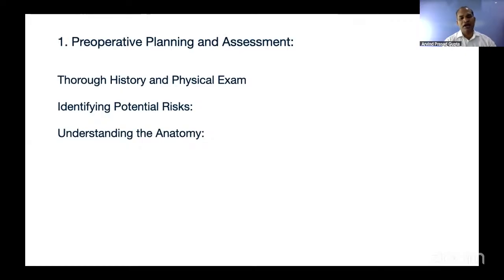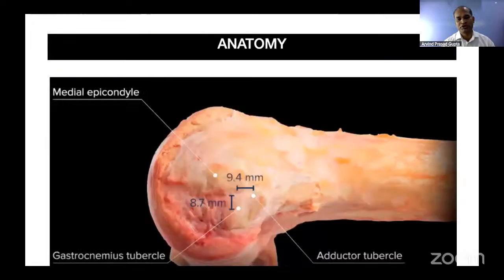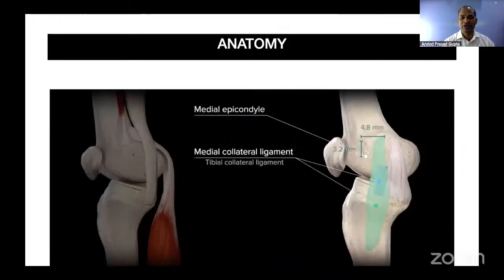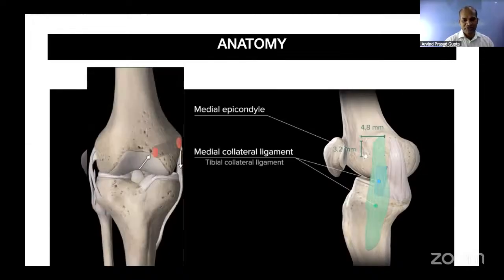Identification, and at the same time, understanding of anatomy is also very important. So if you see the medial side of the knee, you will have the medial epicondyle, adductor tubercle, gastrocnemius tubercle, and also the insertion of ligaments. All these ligament insertions have to be in your mind. If there is any difficulty during the intra-op, you can paste your picture over the wall there and you can identify.